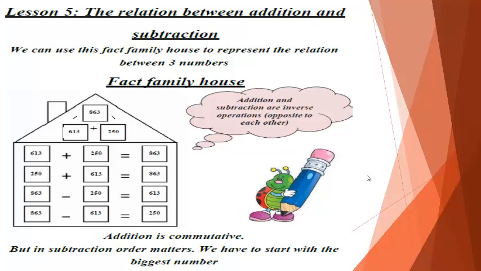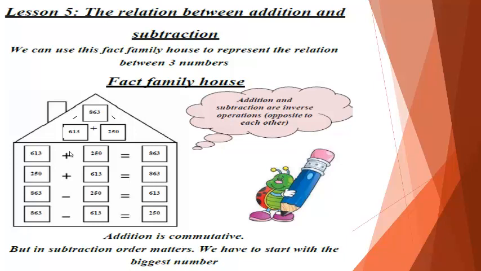We are just playing with 3 numbers in the house. How? Look at these 2 numbers. If I add 613 plus 250, it will equal 863. And if I add 250 plus 613, the answer will be 863. We notice from this that addition is commutative. It's just like multiplication. So multiplication and addition are commutative operations.